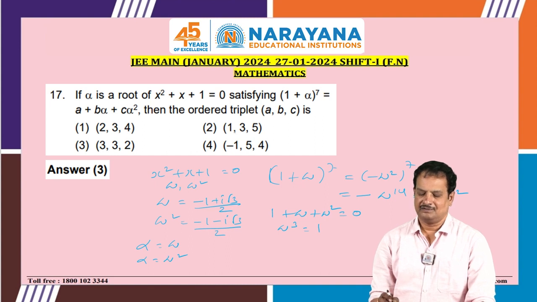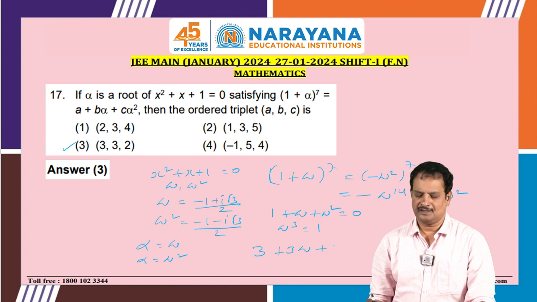On the right side, which one will give you the same minus omega square? If you directly substitute the A, B, C values from the options, you can get this straight away, and that is nothing but this third one. So you put in place of A the 3, B equal to 3 and C equal to 2. If you substitute, then it is nothing but 3 plus 3 omega plus 2 omega square. So here 3 into 1 plus omega plus 2 omega square. But we know that 1 plus omega is minus omega square. So 3 into minus omega square plus 2 omega square, which is clearly equal to minus omega square.